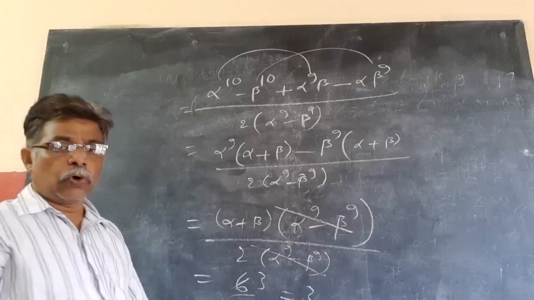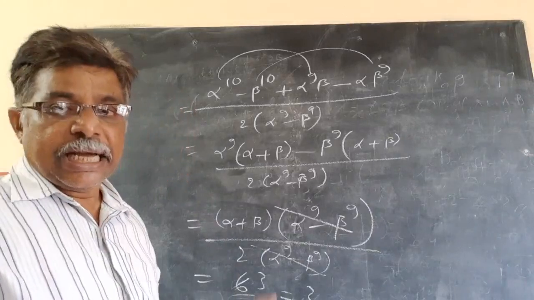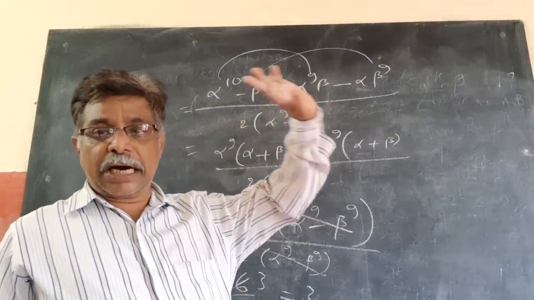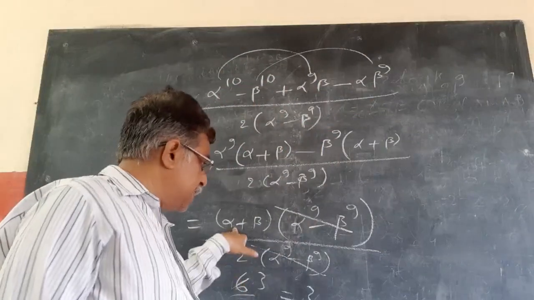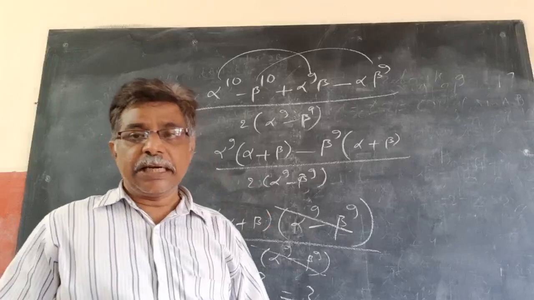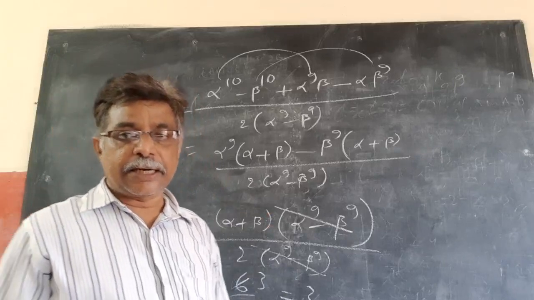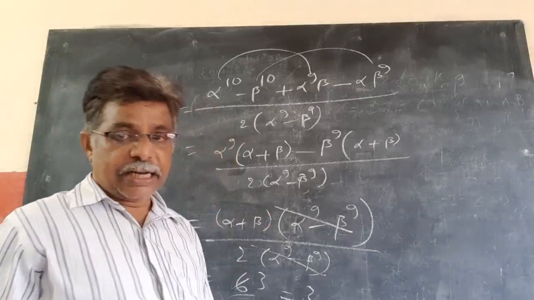Simple way. The only logic you need to get is that minus 2 is alpha into beta. I used that alpha beta, then I used the alpha plus beta value again. So 3 is the final result.